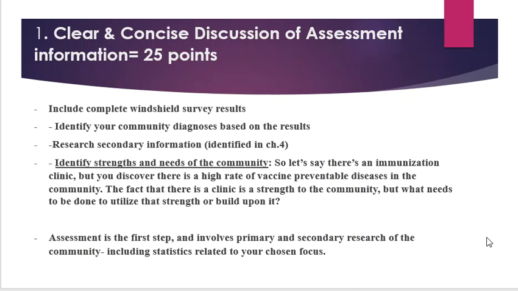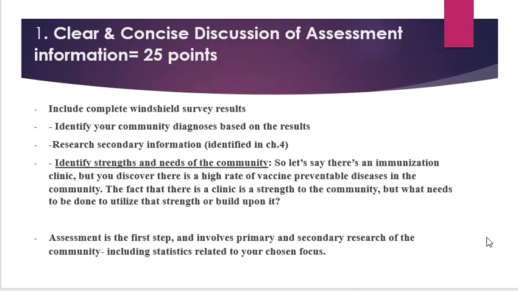And then the secondary research, secondary information, that was identified in Chapter 4. That would be like looking at vital statistics for the area, comparing it to the national average, looking at morbidity and mortality for the area, again comparing that to the national average, those kinds of things. Population demographics. Also identify strengths and needs of the community.